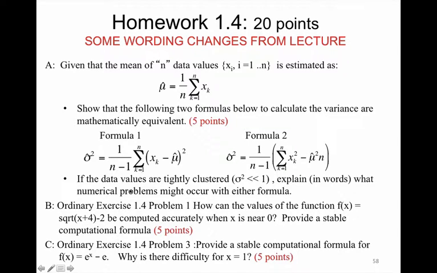And finally, in part C, what's taken from problem 3 of exercise 1.4, this is the wording that I would like to use, and that is to provide a stable computational formula for the function e to the x minus e. And why might you get in trouble when x is getting close to 1? Those are the problems that we'll do, and we're ready now to look at some hints.